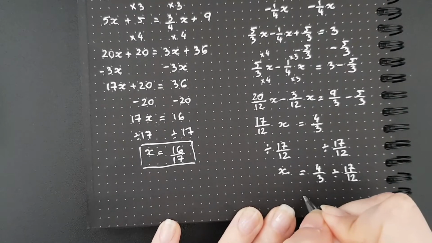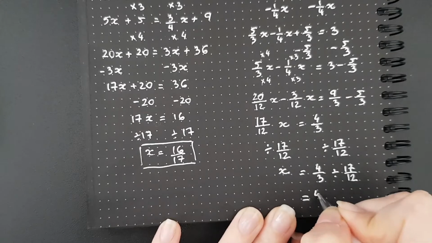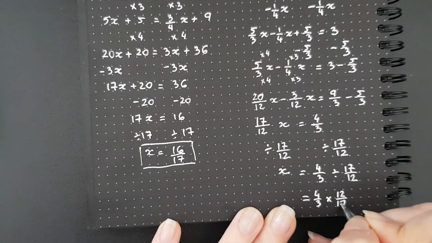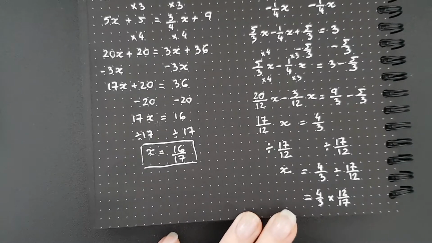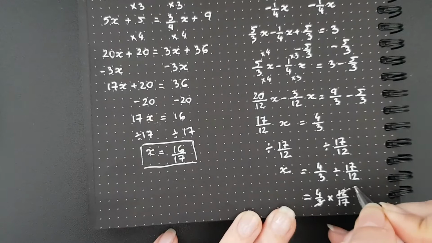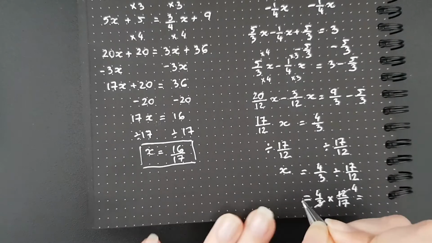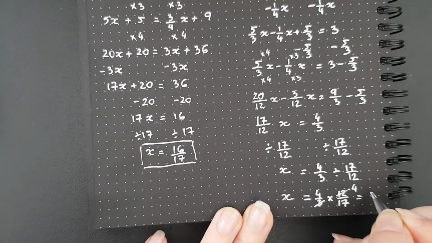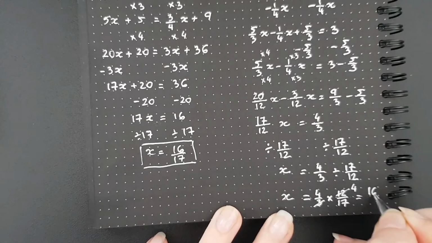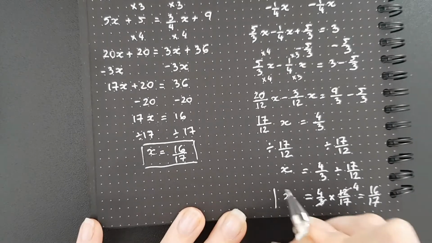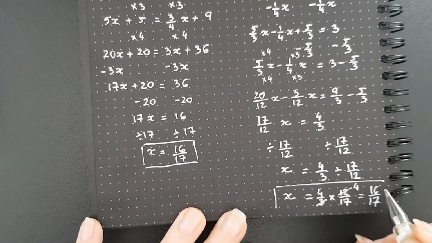and I kind of want it to fit on this page. So I've got 4 over 3 times 12 over 17. So now I need to be careful. I can simplify the 3 and the 12 here, and that gives me a 4. Perfect. So I've got x here, that's 16 over 17, which is exactly what I got over there.